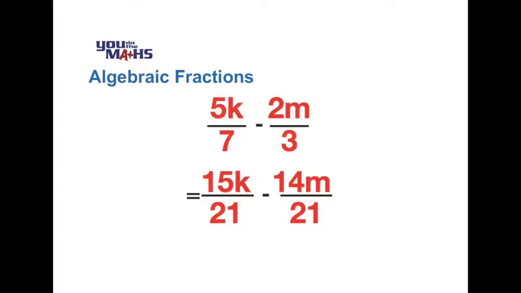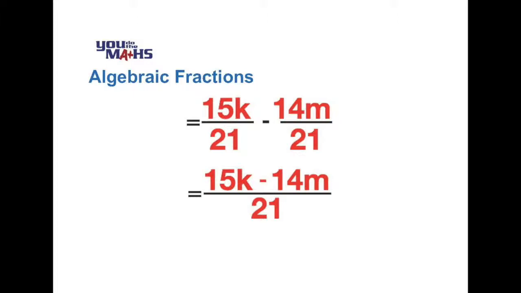Now we can subtract the numerators. But what we'll notice here is we have unlike terms. 15k minus 14m cannot be simplified because those terms are unlike. So that's the simplest we can make this fraction.